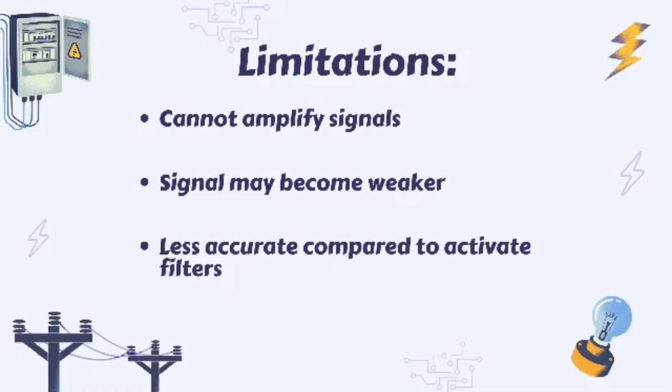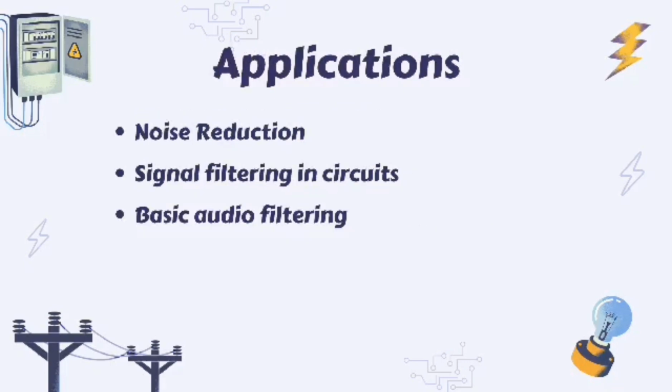It can't filter frequencies as sharply or precisely because it doesn't use operational amplifiers or transistors to control the response. Now, let's move to applications of passive filters. So first is noise reduction. It removes unwanted electrical noise or interference from a signal so the circuit works more cleanly. Second is signal filtering in circuits. It blocks or allows specific frequencies to pass through, like keeping low frequencies and removing high ones.